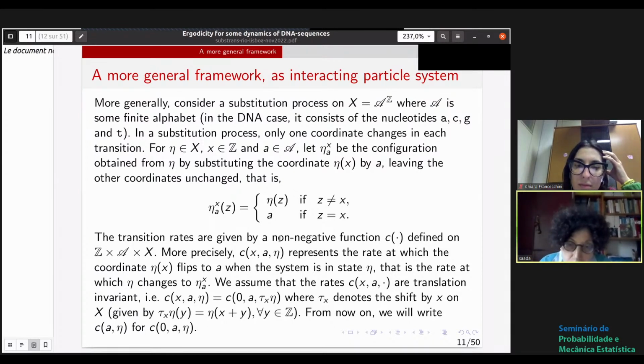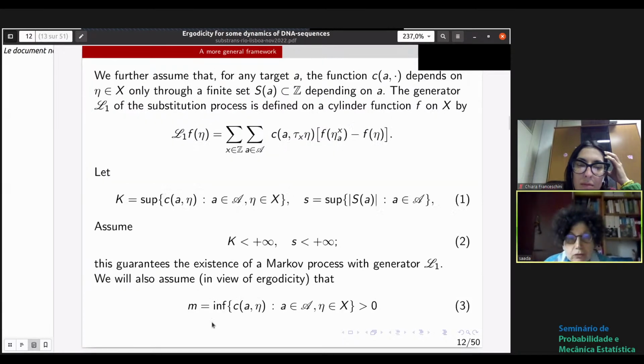We want this rate to be translation invariant. We'll write c_A(eta) for when x is equal to 0. And we'll assume that it's finite range. It means that going to A depends on a finite set, which depends on this value A. And so we have the generator of this substitution process, which we write like this, in the usual way. We'll denote by K the maximal rate, by S the maximal range of interaction. And we'll assume that K and S are finite, which will be the case in our model, to have the model exist. And we also assume that the infimum of the rates will be positive.